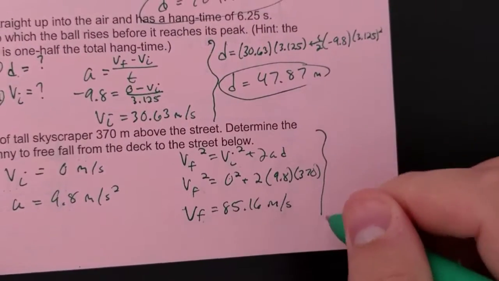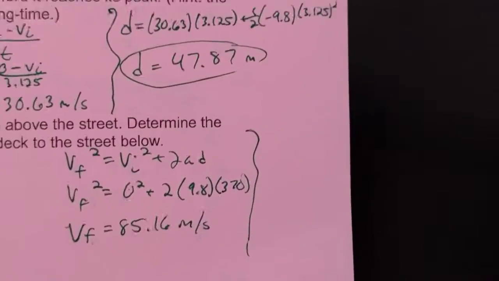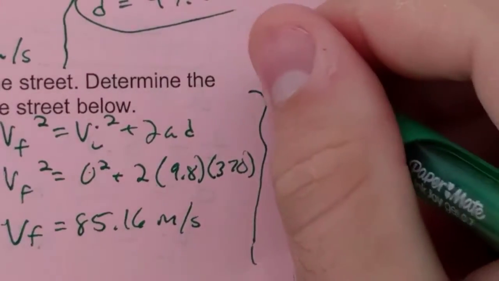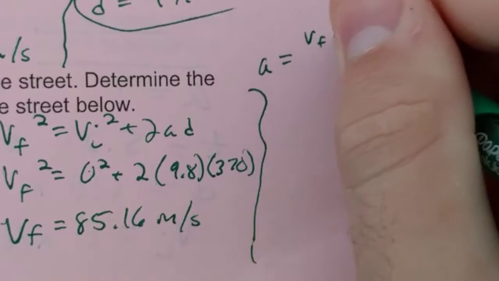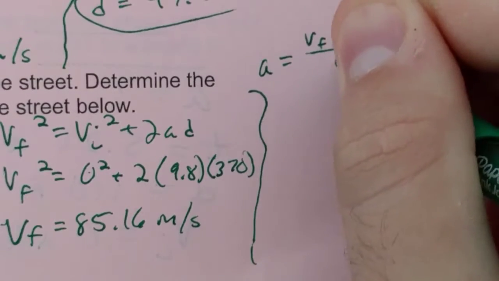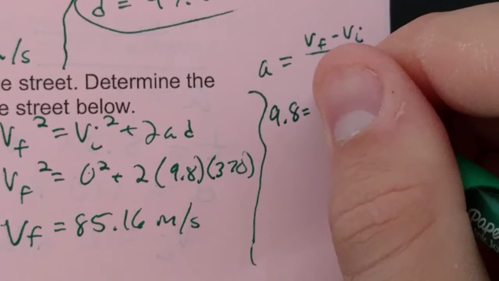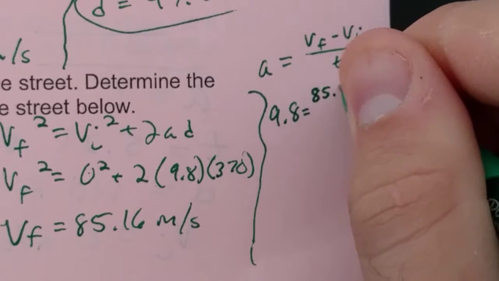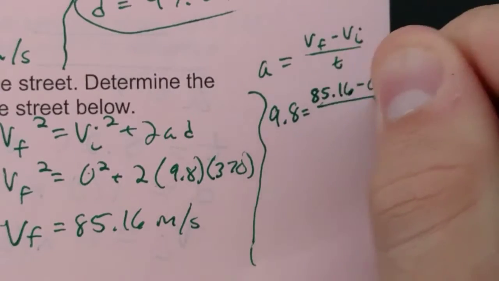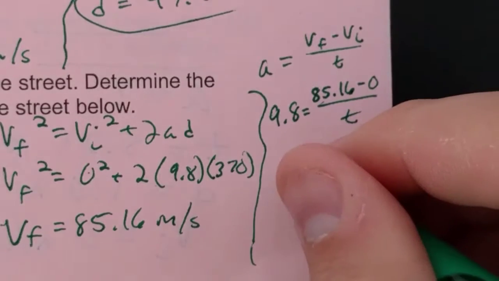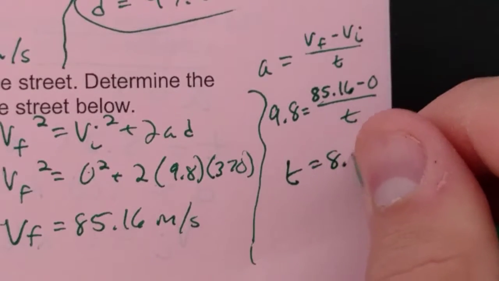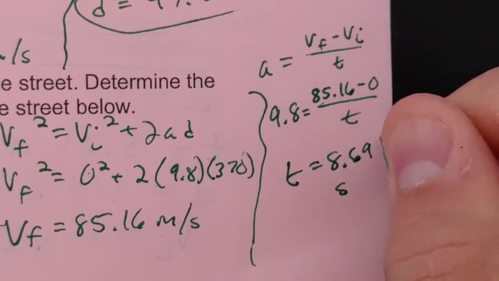After that, let's zoom in. We're going to use that velocity final in the basic acceleration equation. So 9.8 equals 85.16 minus 0 all over time. And when you solve for time, you get 8.69 seconds.